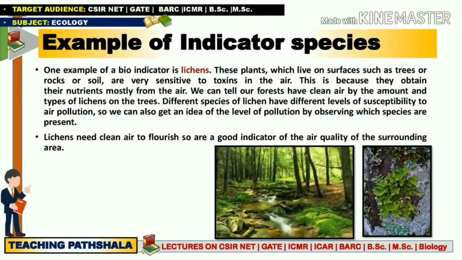The next example for the bioindicator or indicator species is lichens. These plants which live on surfaces such as trees, rocks or soil are very sensitive to toxins in the air. They are very sensitive to the toxin if it is present in air, because they obtain their nutrients mostly from air. We can tell our forests have clean air by the amount and the type of lichen on the trees.